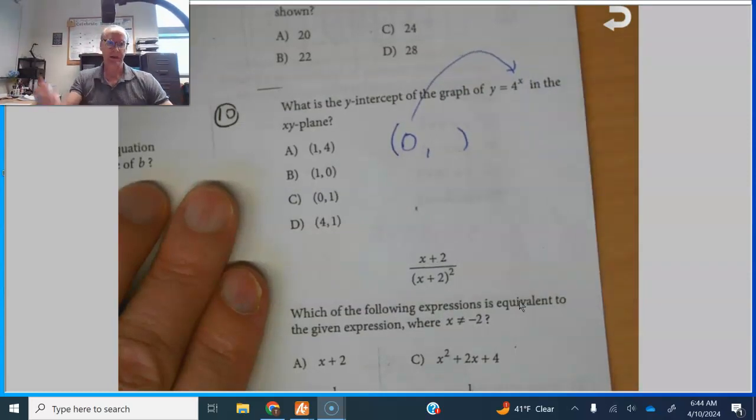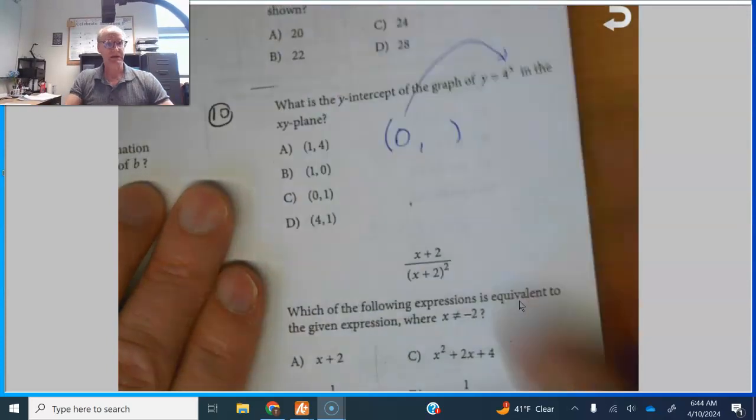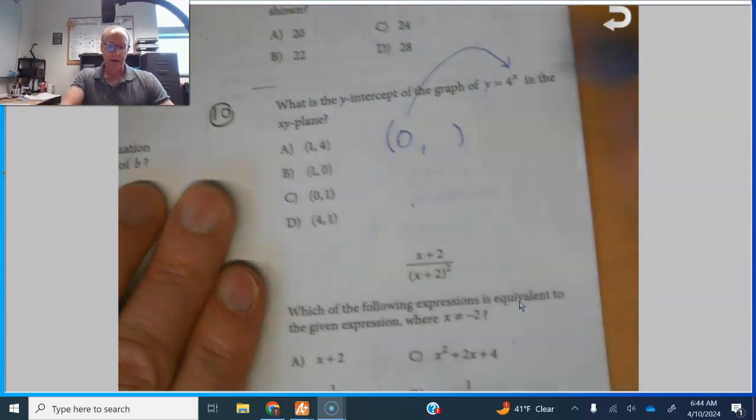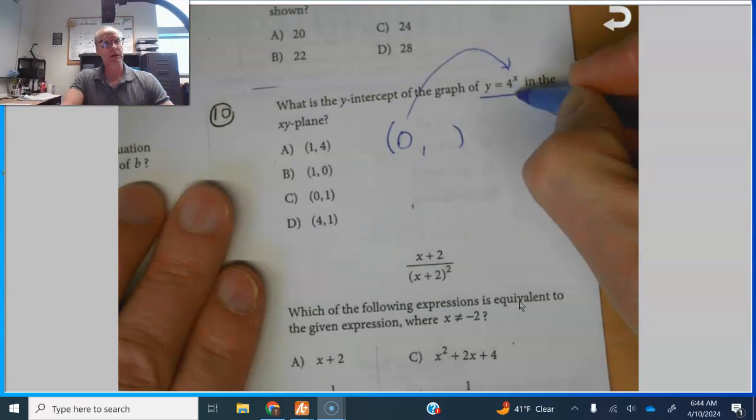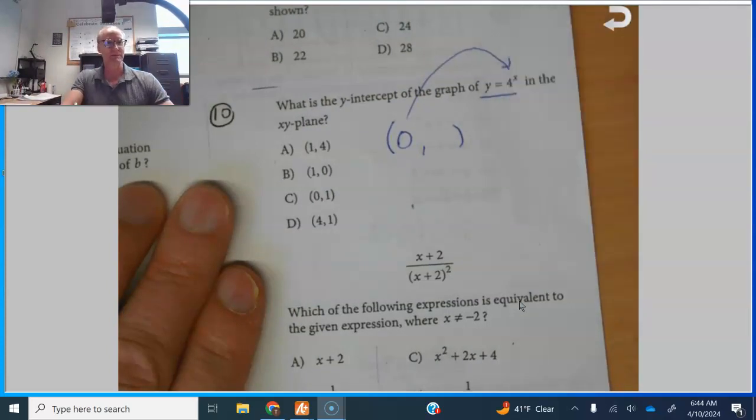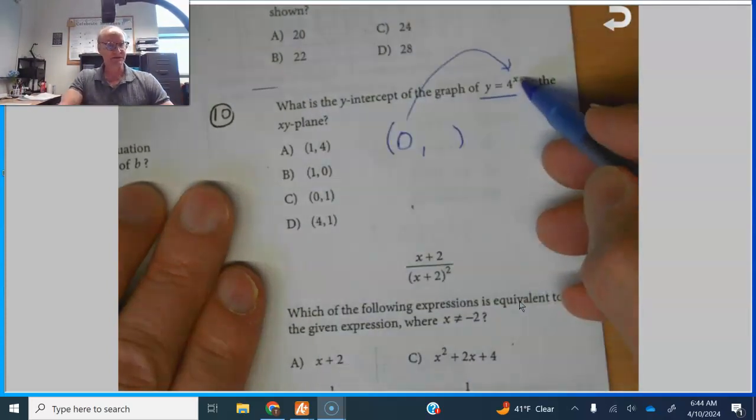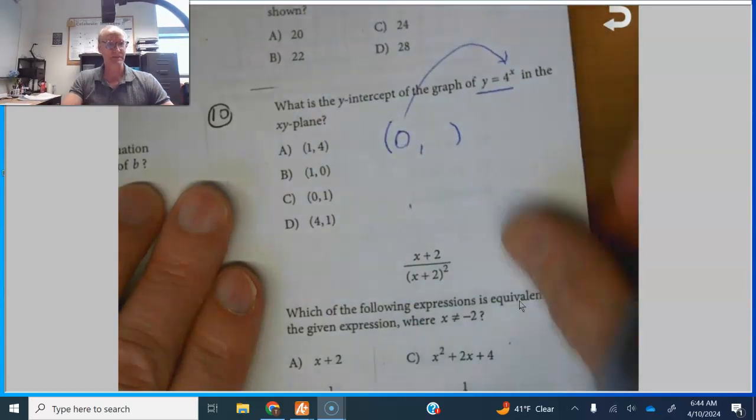Why is that true? Anyway, hopefully that's clear, and that's going to give you the y-intercept. By the way, the y-intercept of all exponentials like this is always the same thing, because anything to the 0 power always gives you the same answer.